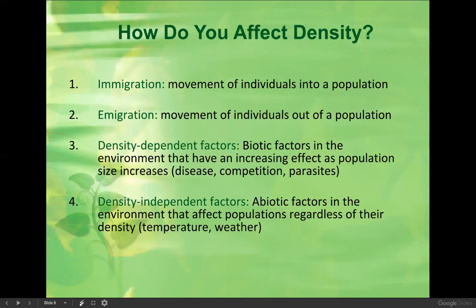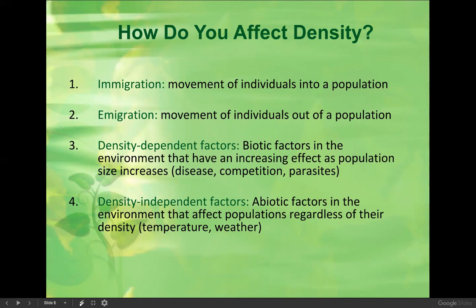How do you affect the density? A couple different things. You have people that are coming into your city or your country, immigration. So you're allowing more and more people each year. The United States has a pretty good immigration policy. And although our birth rate is decreasing, we have enough people coming in each year where our population is still growing slowly. Emigration is how many are leaving.